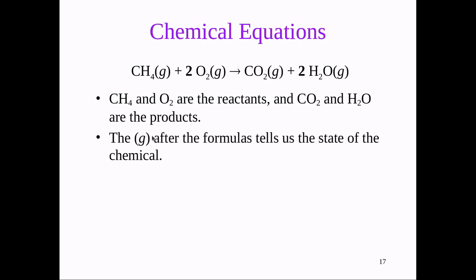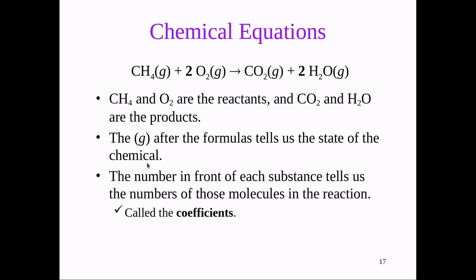This symbol here, which I'll note is in parentheses, lowercase and italicized, this g, tells us the state of the chemical. And what it's telling us is that these guys are all gases. The number in front of each substance tells us the number of those molecules in the reaction, right? So we know that this means that we have 2 oxygen molecules, and we call these coefficients.